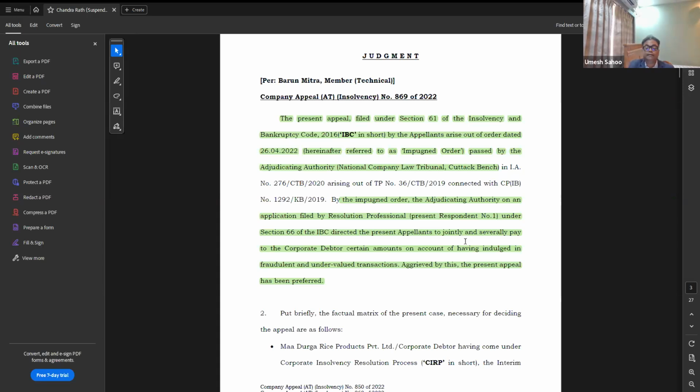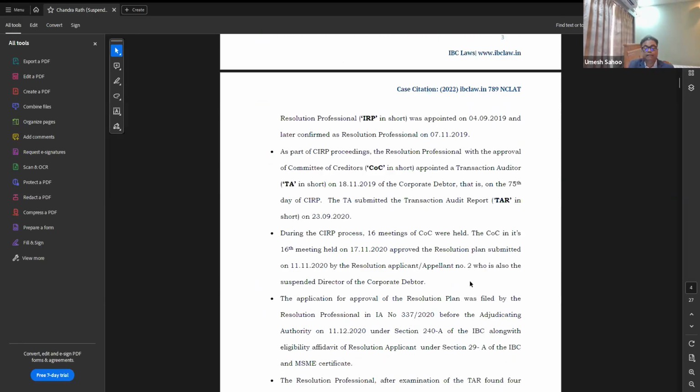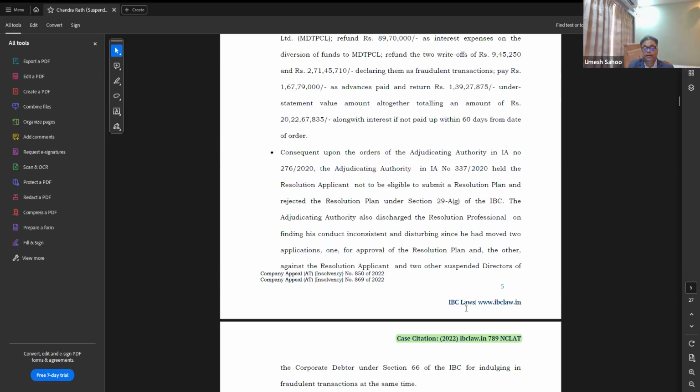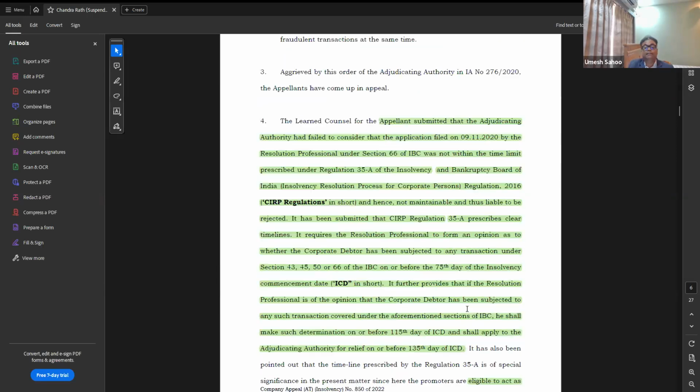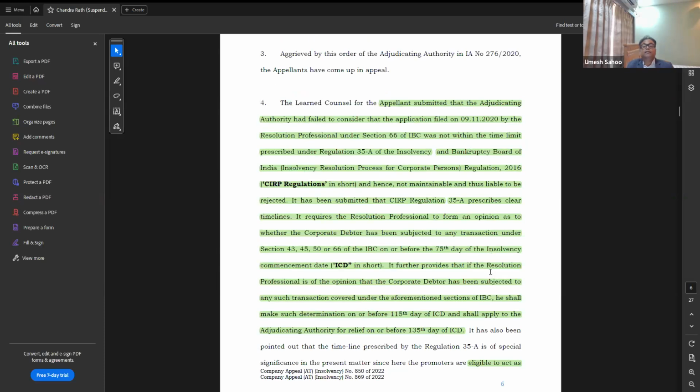In this case, the applicant has taken one stand: that the application by the resolution professional under section 66 of the IBC was not within the time limit prescribed under 35A.